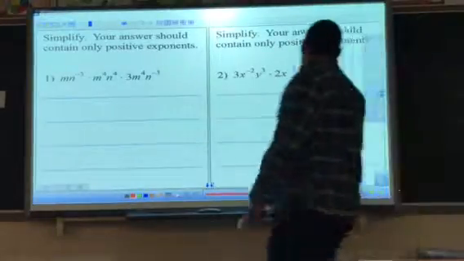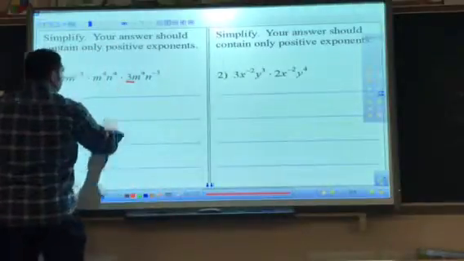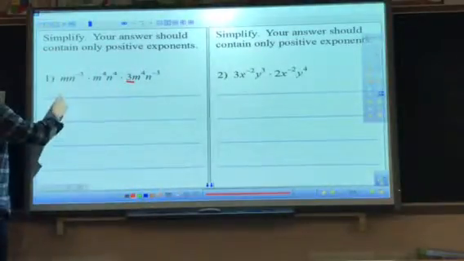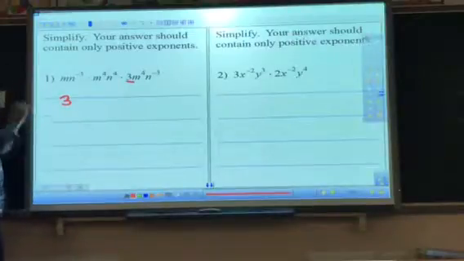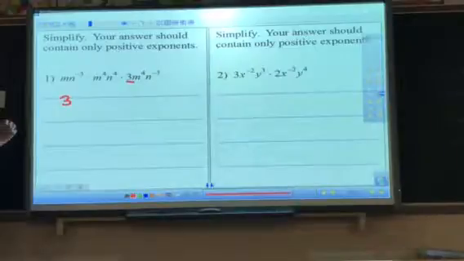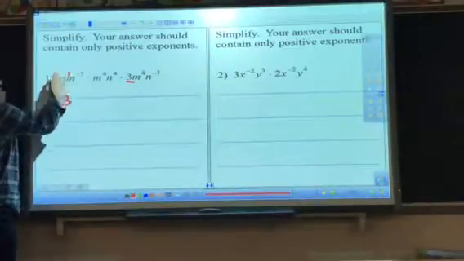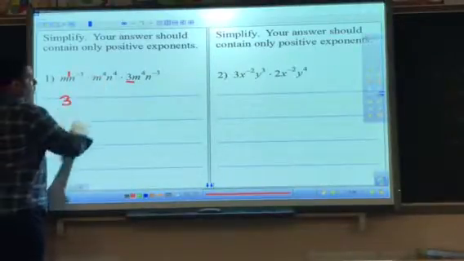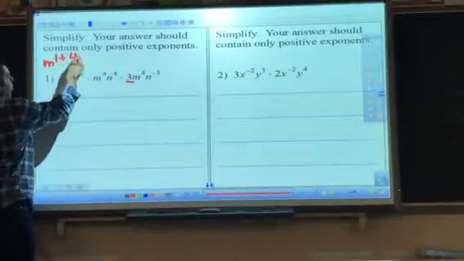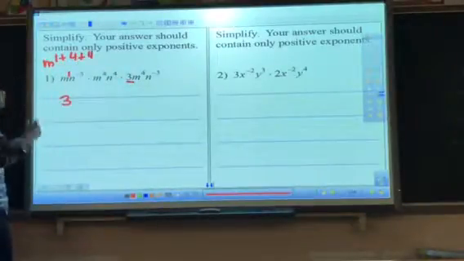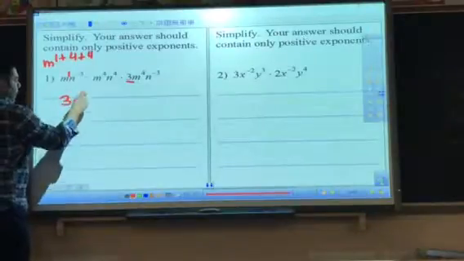I got my 3. Just hope it works for us. Okay, there's our 3. That part's done. Now, my m's, as in monkey, are being multiplied, so I need to add all the exponents on those. That's a 1, a 4, and a 4. So for my m's, I have 1 plus 4 plus 4, which is 9. So that'd be m to the 9th.